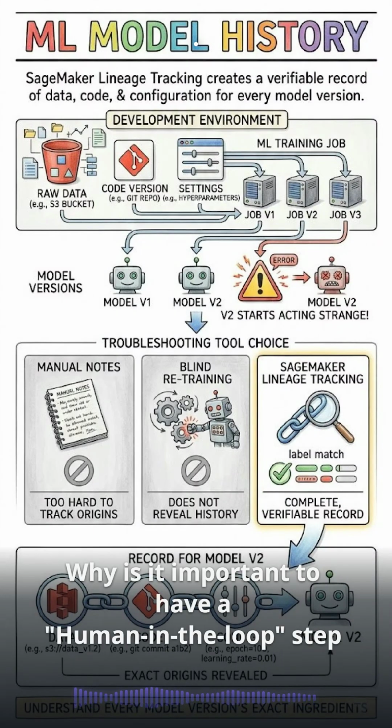85. Why is it important to have a human in the loop step using SageMaker Augmented AI for some model predictions?